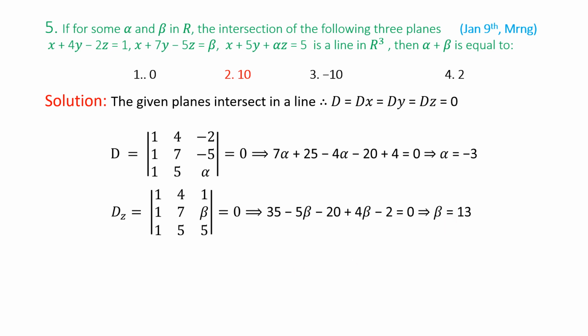Now in the given problem we find the value of alpha plus beta. So therefore alpha plus beta equals minus 3 plus 13, that equals 10. So this is the solution for this problem.